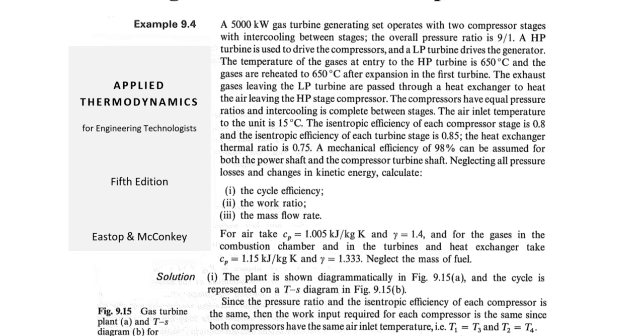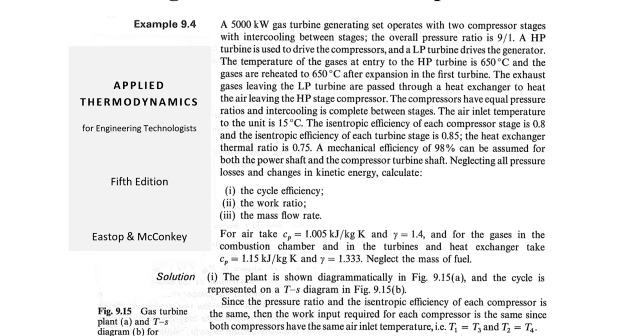A mechanical efficiency of 98% can be assumed for both the power shaft and the compressor turbine shaft. Neglecting all the pressure losses and changes in kinetic energy, we have to calculate the thermal cycle efficiency, the work ratio, and the mass flow rate.